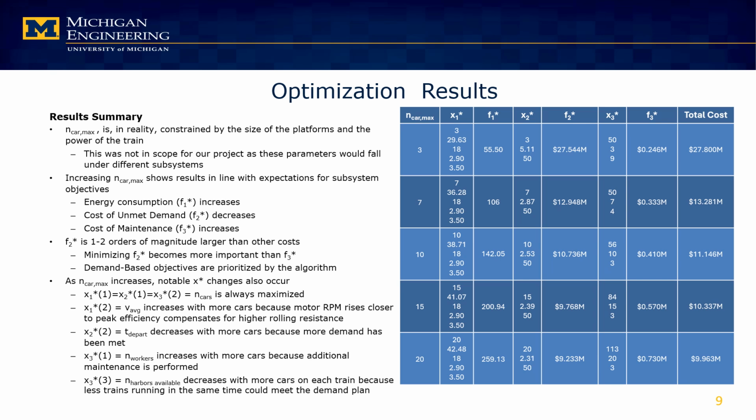The number of workers increased with more cars because additional maintenance needed to be performed. And then finally, the number of harbors available decreased with more cars because there was less trains running in the same time that would be able to meet the demand required.